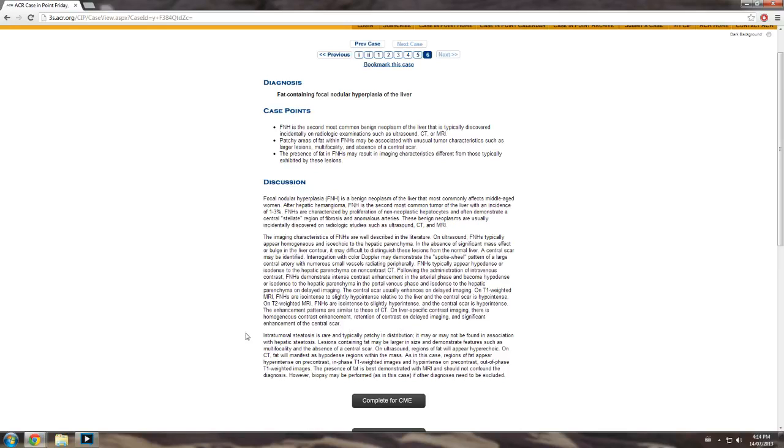On ultrasound, regions of fat will appear hyperechoic. On CT, fat will manifest as hypodense regions within the mass. As in this case, regions of fat appear hyperintense on pre-contrast in-phase T1-weighted images, and hypointense on pre-contrast out-of-phase T1 images. Presence of fat is best demonstrated with MRI and should not confound the diagnosis. However, biopsy may be performed, as in this case, if other diagnoses need to be excluded.